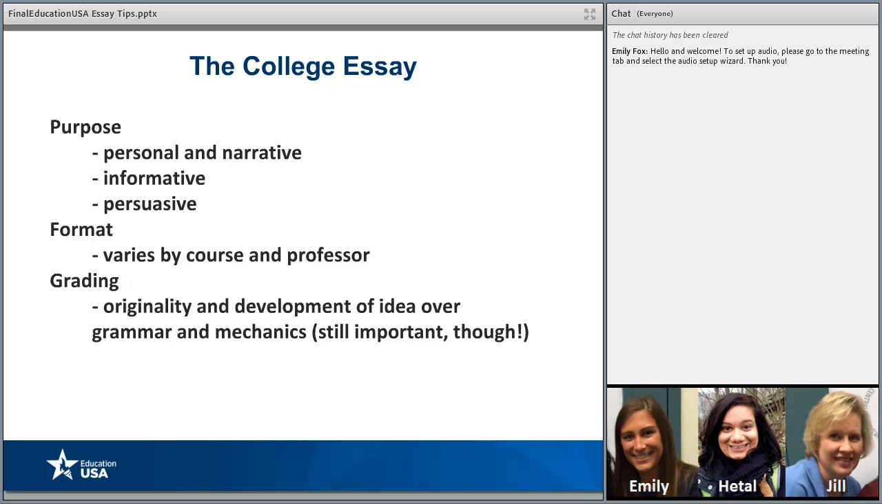I don't want to minimize the importance of grammar and sentence structure and mechanics. Those are important too, because if your essay is really grammatically challenged, then your readers are going to have a hard time understanding your ideas. And you can't be successful if your readers are confused. So just a little general background on what an essay is and the purpose of it.